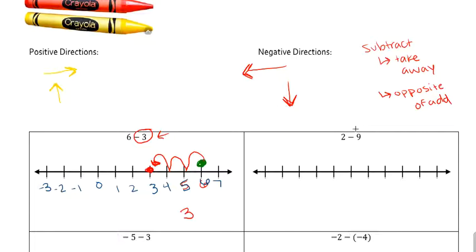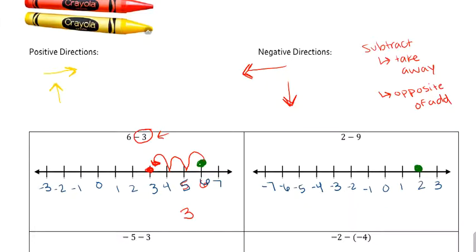Okay, 2 minus 9. So when we label this, we're going to start with 2 over on the right side here. So 3, 1, 0, 2, negative 3, negative 4, negative 5, negative 6, negative 7. So I'm going to start at 2. And now I'm taking away 9.